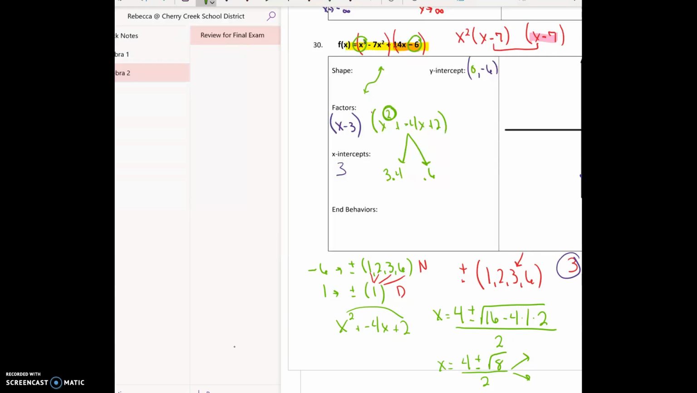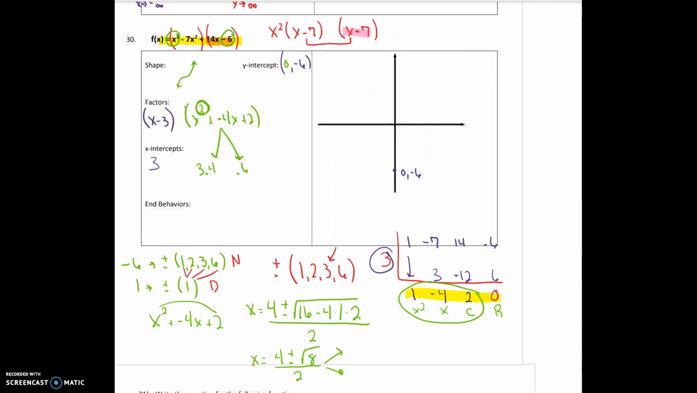Okay, so now I can go to my graph, and I'm going to put all the x-intercepts on. So over here, I have about 0.6, 0. I have 3, 0, and then I have about 3.40. So these are all the x-intercepts. They all just happen to be on the same side. All right, so I'm going to make these a different color here.